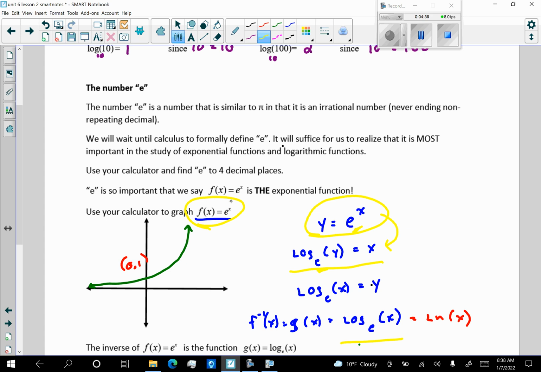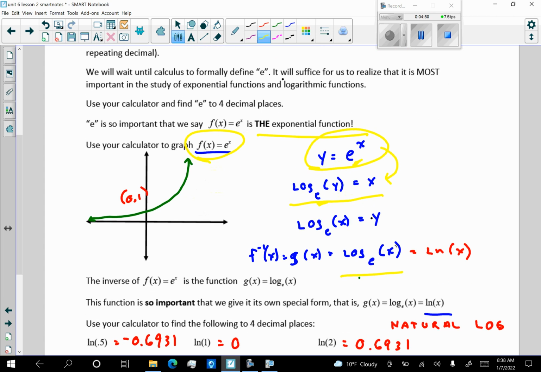Well, e to the x is defined as the exponential function, the most important exponential function of all. And in fact, the inverse of this exponential function, which is log base e of x, is so important they give it a special notation, and that special notation is just ln of x. So when you see this, that is log base e of x. And that's called the natural logarithm.